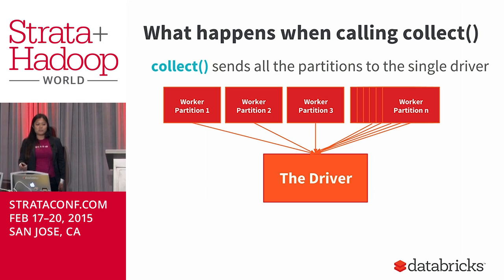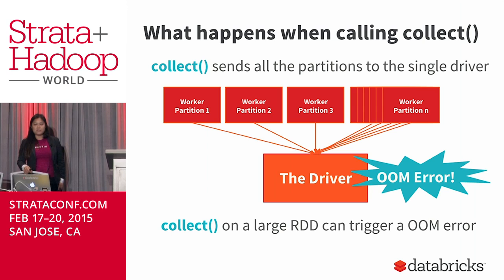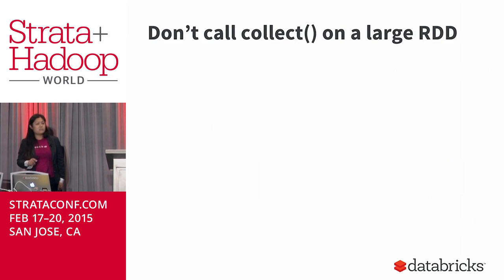But when you actually run it in production, the whole point of Spark is that you can run a data set that's large, so large that it doesn't fit in memory on one machine, that you need a whole distributed system to handle it. So when you have a data set that's big and you call collect on it, you're now going to trigger this out-of-memory error. So the general rule of thumb is when you call collect on a large RDD, you can trigger an out-of-memory error. So that means don't call collect on a large RDD.